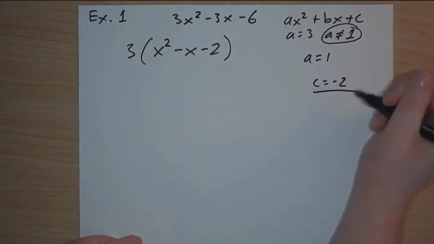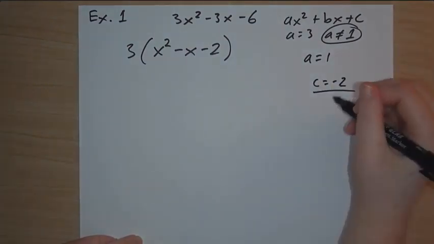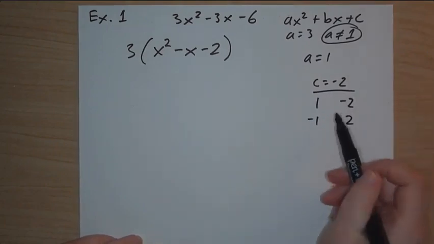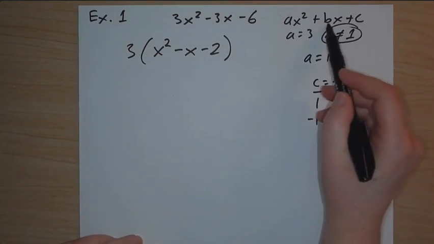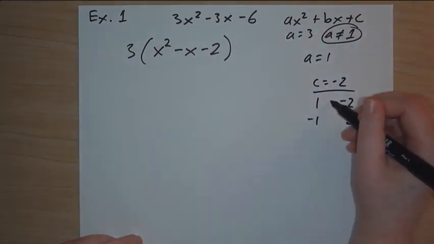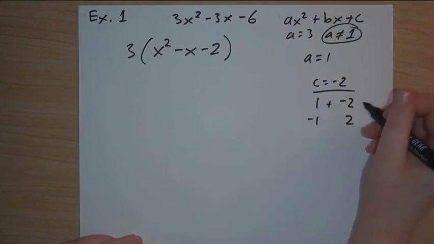And if we list some factors of negative 2, we know that we have positive 1 and negative 2, and negative 1 and positive 2. We're going to look for which ones added are going to give us our b. Our b is negative 1. So 1 plus negative 2 is negative 1.